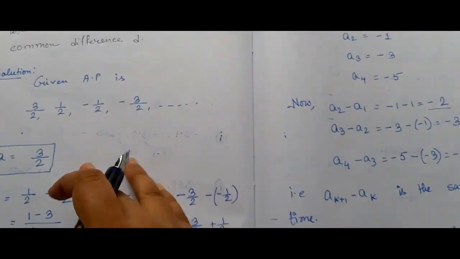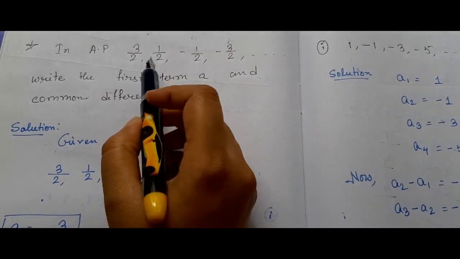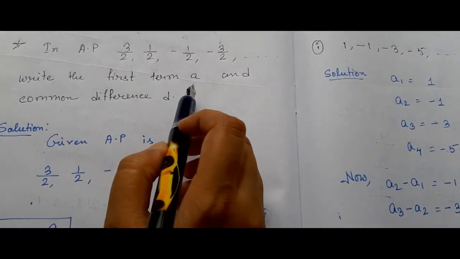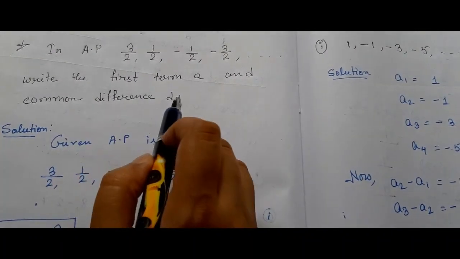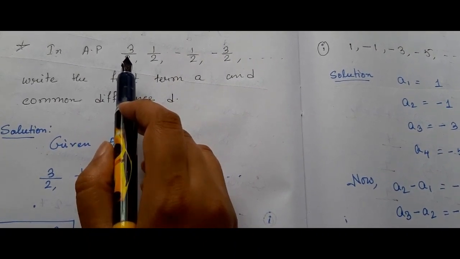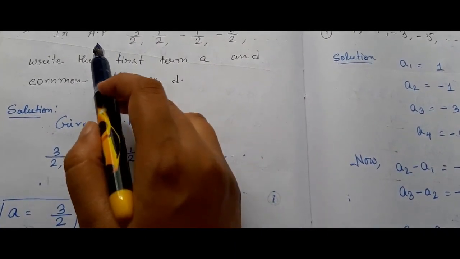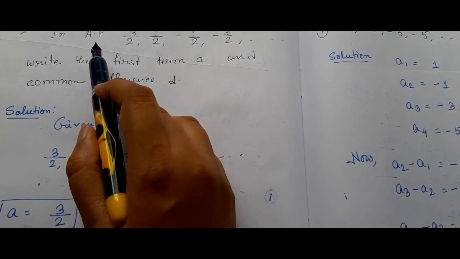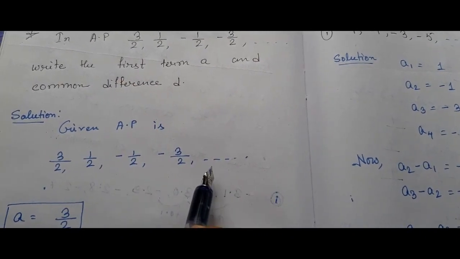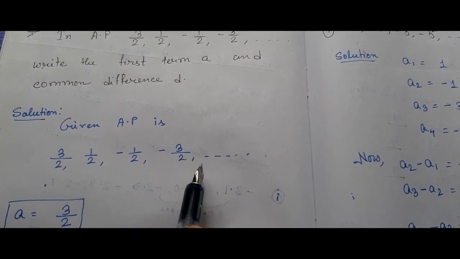Now some examples. In the AP 3 by 2, 1 by 2, minus 1 by 2, minus 3 by 2, write the first term A and the common difference. Obviously the first term A is 3 by 2. Now common difference. It is given that this is an AP, okay. That means this is our arithmetic progression. Since it is an arithmetic progression, the difference between two terms will be the same.